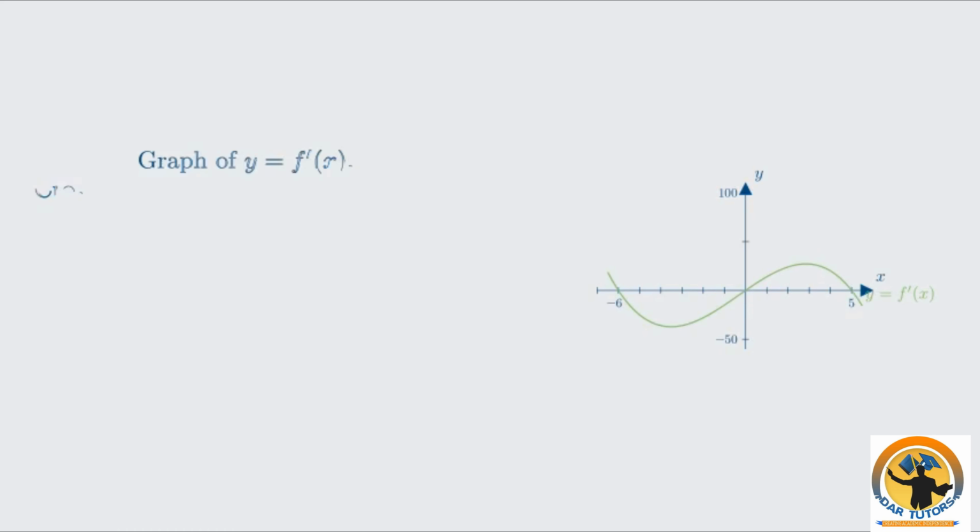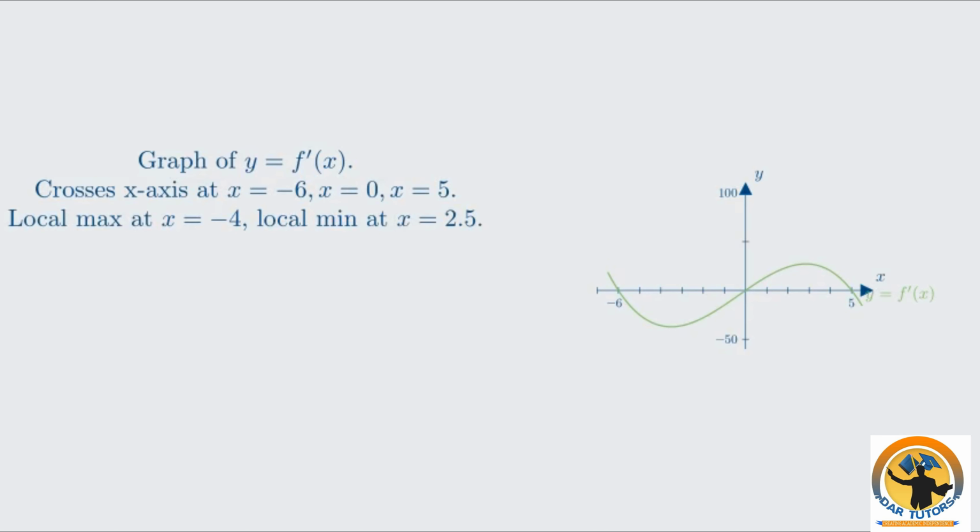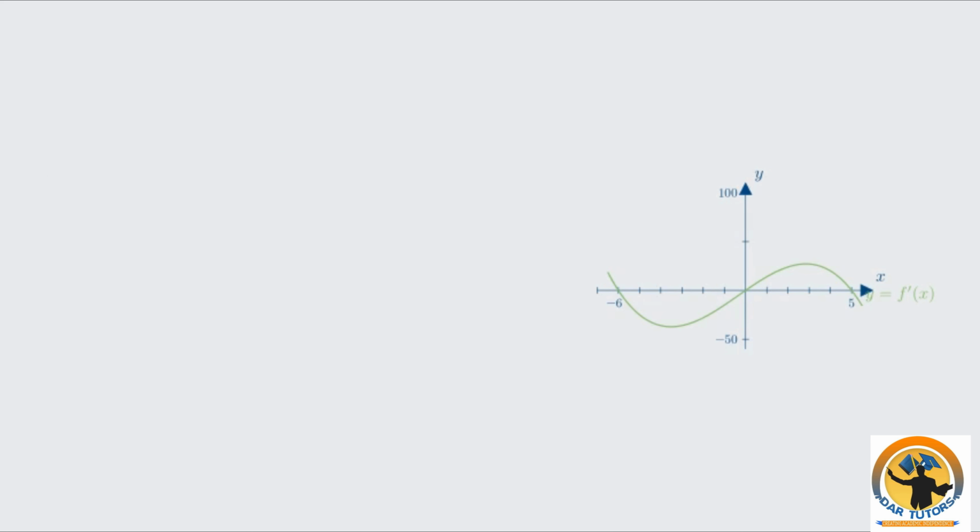Here is the graph of y equals f prime of x. Notice the key features of this graph. It crosses the x-axis at x equals -6, x equals 0, and x equals 5. It has a local maximum at x equals -4, and a local minimum at x equals 2.5. Let's use this information to deduce the shape of f of x.